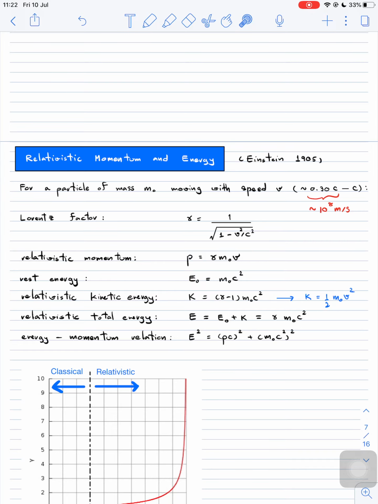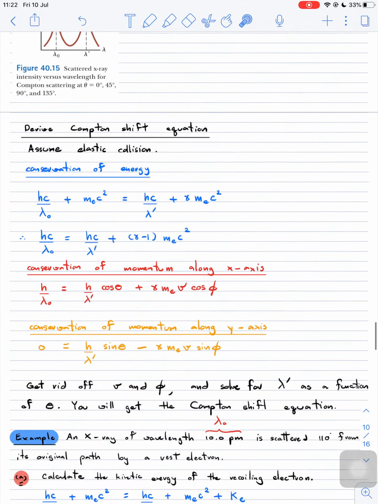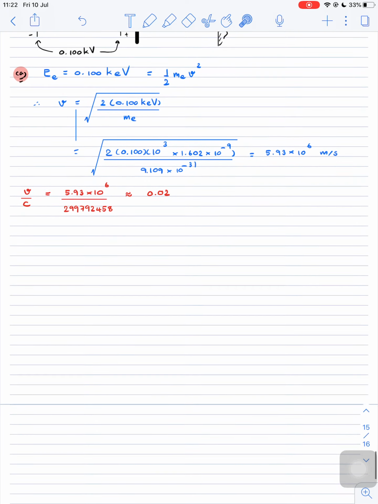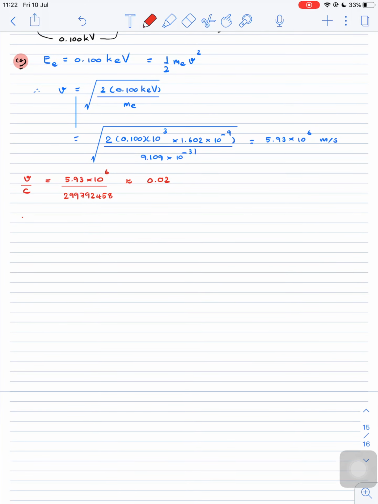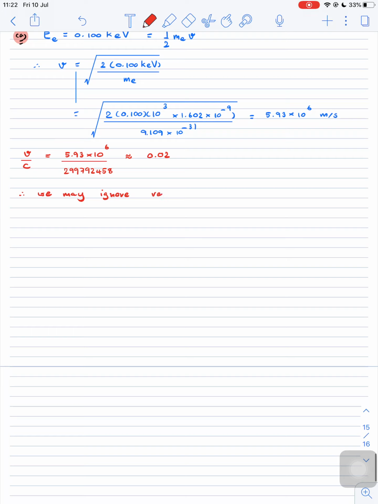Okay, so in this case, we can conclude that we may ignore relativity, and that's it.